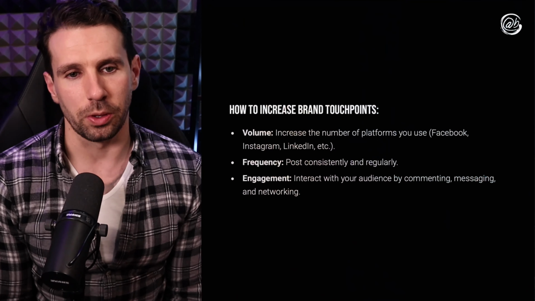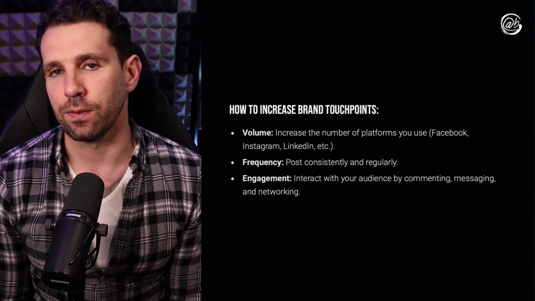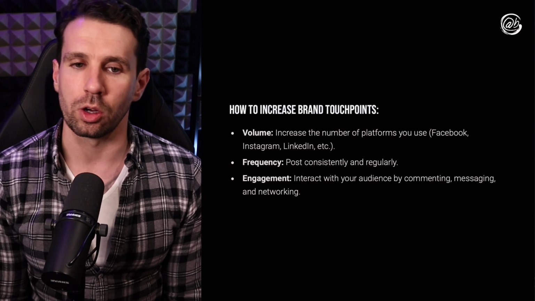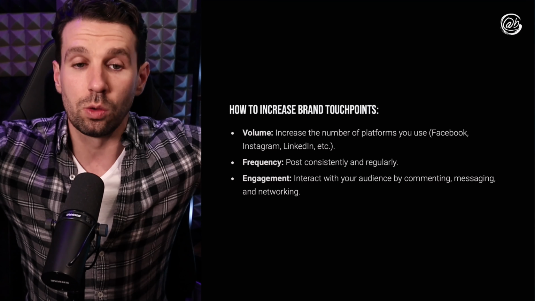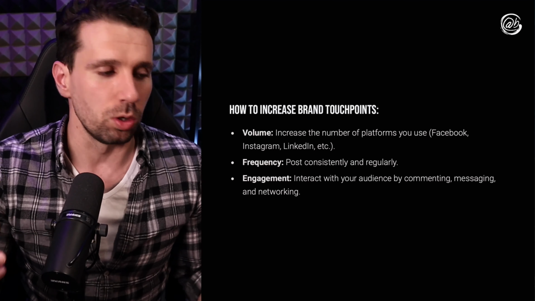So all of these leads are increased by brand touch points. And so how do we actually go about that? How do we actually increase brand touch points? Well, quite simple. Brand touch points can increase in three very simple ways. The first one is volume, which is you increase the number of platforms you use. So if I'm currently using Facebook, I'm going to now go and use Instagram, and I could then use LinkedIn, and that's increasing the volume of content or platforms we are using to push our brand touch points.